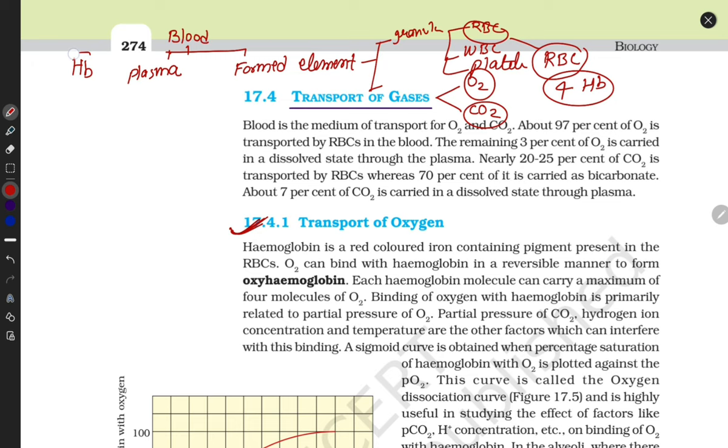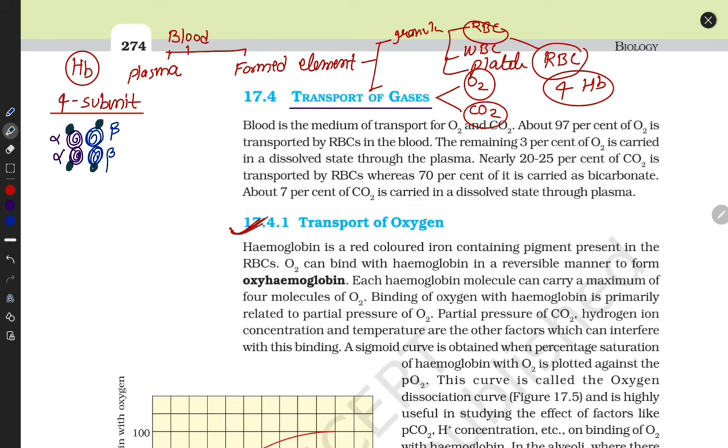Hemoglobin is made up of 4 subunits: 2 alpha subunits and 2 beta subunits. I repeat, 2 alpha subunits and 2 beta subunits. They make up the 4 subunits. All subunits contain an iron group, Fe.